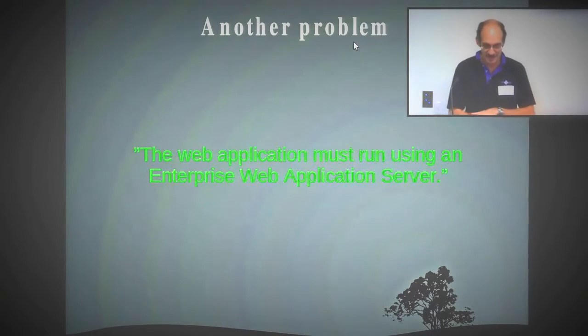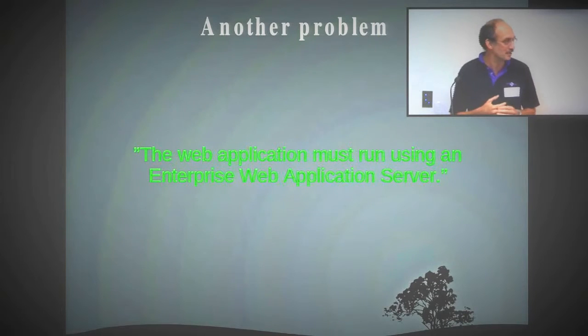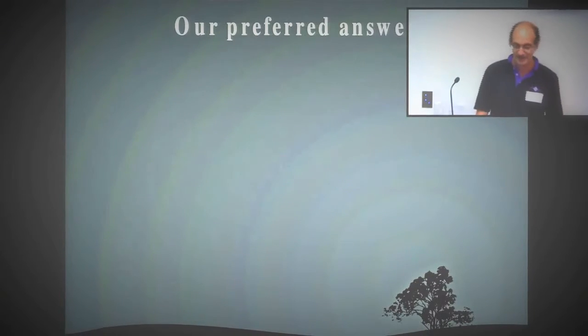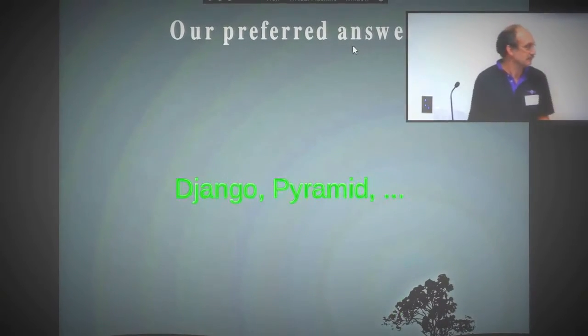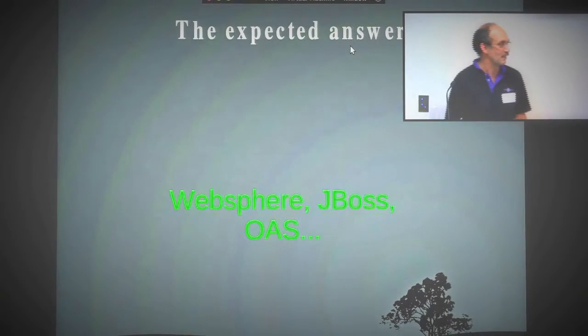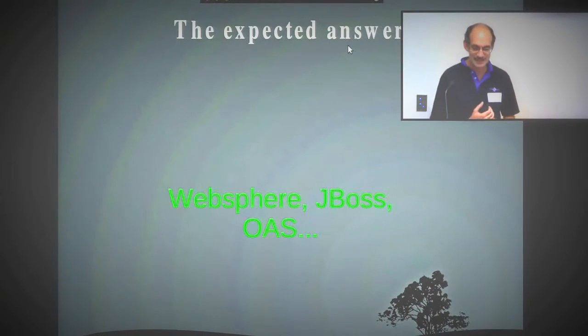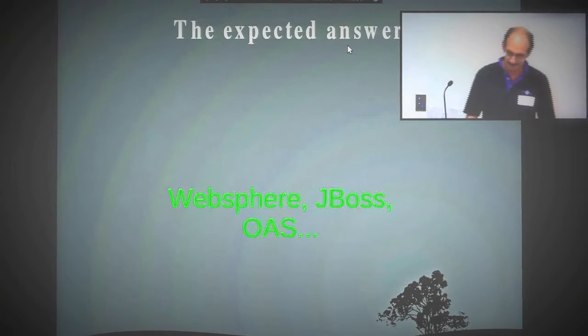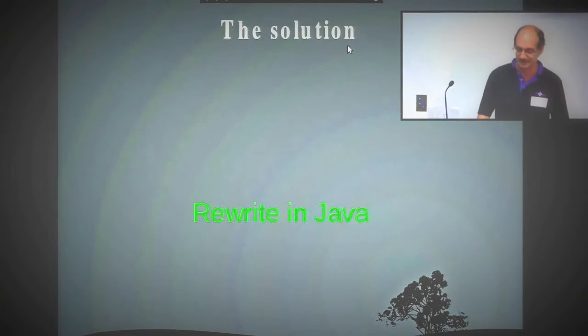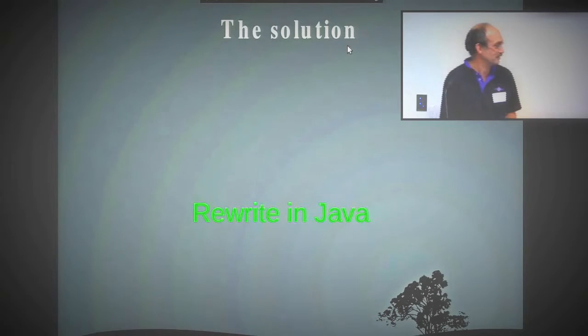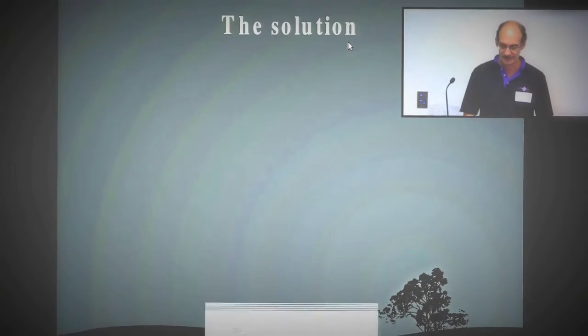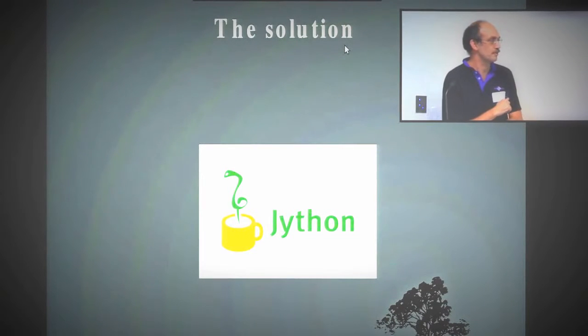The other problem is you also get this one, it must run an enterprise web application server. We want to say that. They want us to answer that. So we have a dilemma. So we could rewrite it in Java, but that's just plain bloody stupid. So we use Jython.